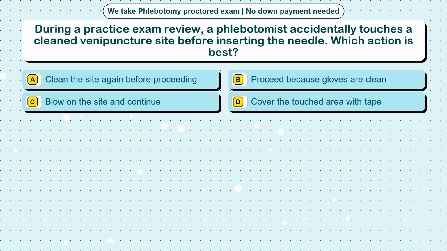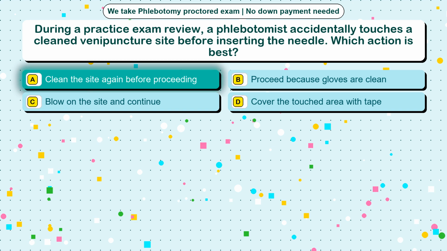Question 1. During a practice exam review, a phlebotomist accidentally touches a cleaned venipuncture site before inserting the needle. Which action is best? Option A. Clean the site again before proceeding. Option B. Proceed because gloves are clean. Option C. Blow on the site and continue. Option D. Cover the touched area with tape.